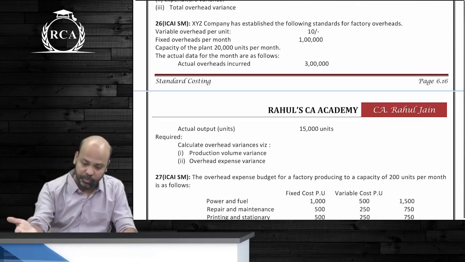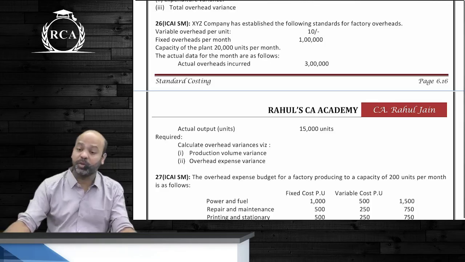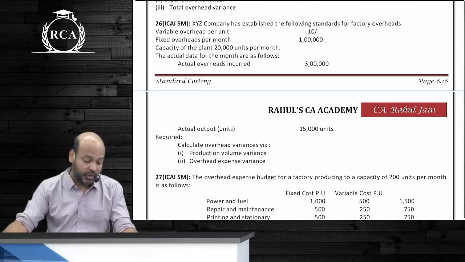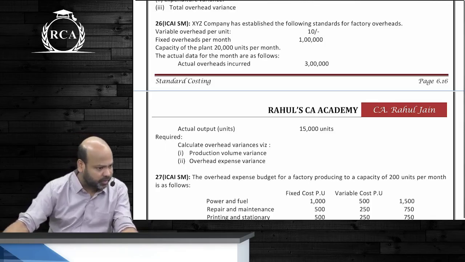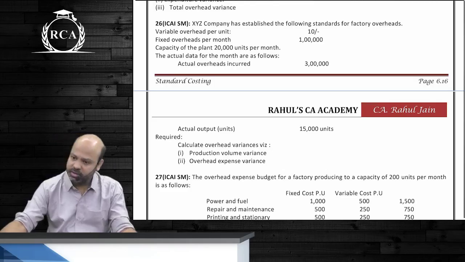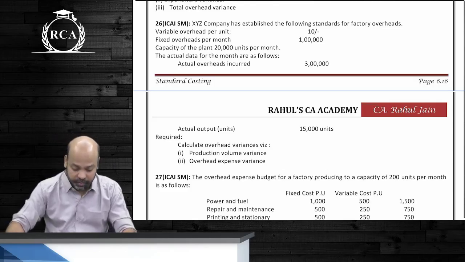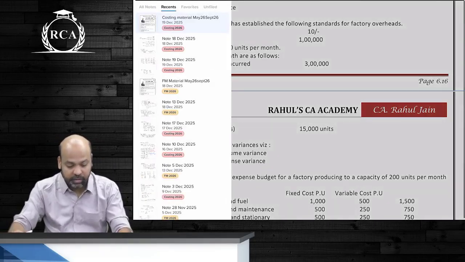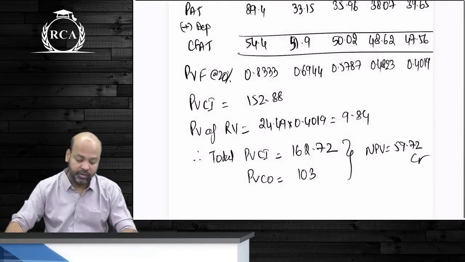Few of you are assuming that variable will remain at 10 rupees per unit. So the entire variance is only on account of fixed expenditure. Few of you are assuming that fixed will remain at 1 lakh. So the entire variance is only on account of variable expenditure. We do not have to assume anything, guys. We will not be computing fixed overhead variance separately.